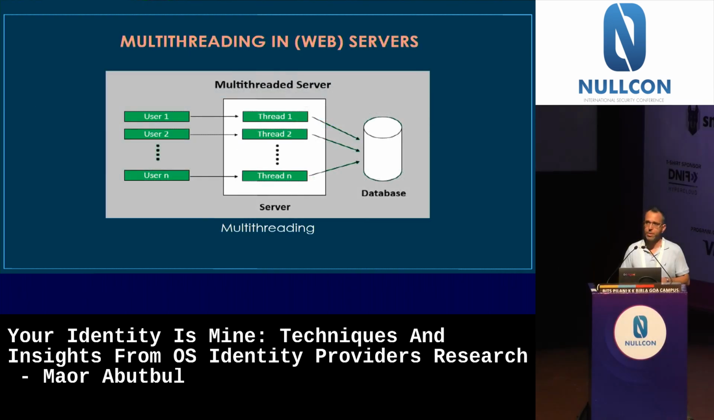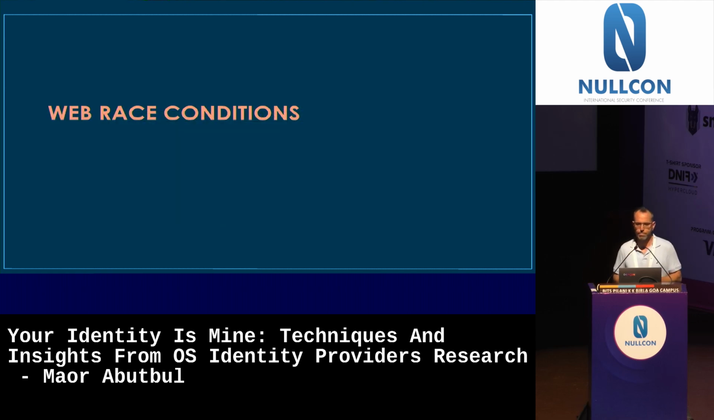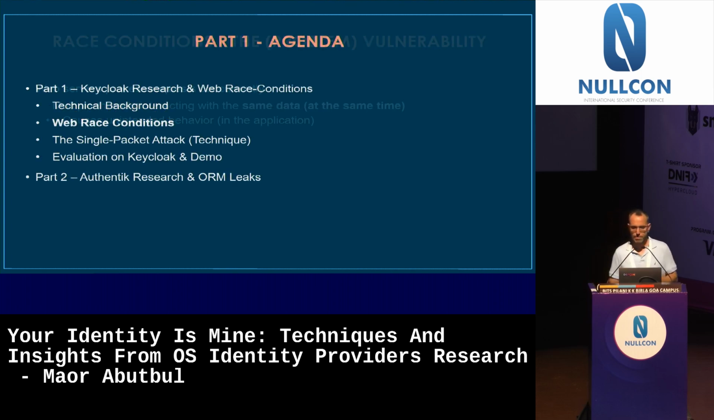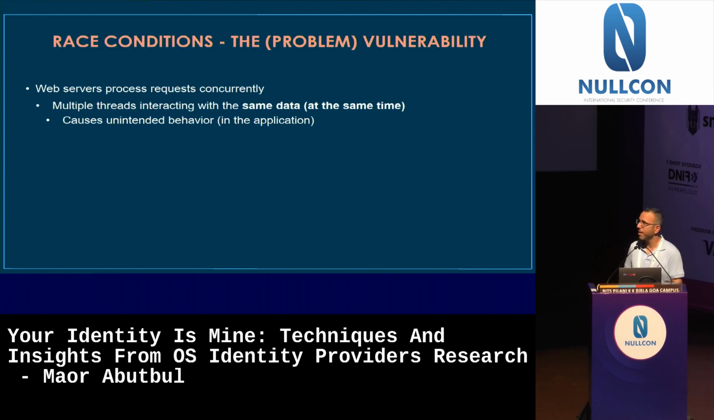Multithreading. Multithreading is a programming concept that allows multiple tasks or threads to be run on a single process. In the web context, web servers use multithreading to handle multiple requests concurrently. Web race conditions. Let's define the problem. Web servers process requests concurrently, so multiple threads interacting with the same data at the same time can cause unintended behavior in the application.